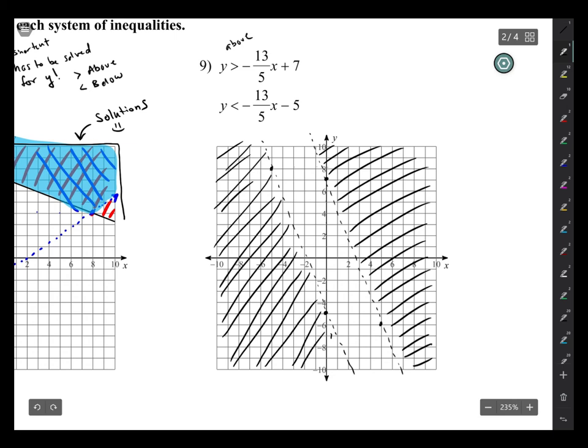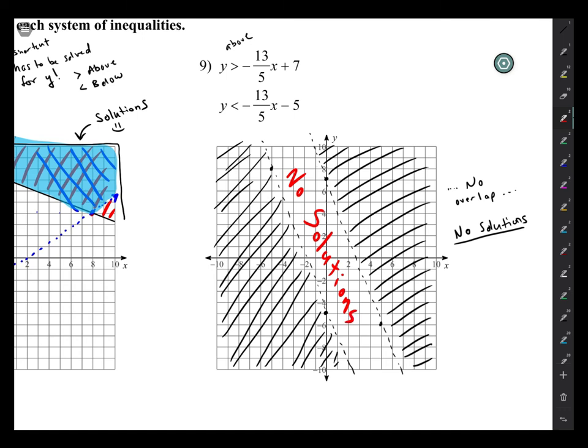No, we didn't do anything wrong, but notice how there is no overlapping shading. So none of the shading overlaps, which then means there are no solutions. Okay? What I like to think of as this is a no man's land type thing. So there are no solutions. And that's going to happen if you have parallel lines and the shading is going in opposite directions. So that's a fancy example of no solutions. Again, if it's less than, it's below.